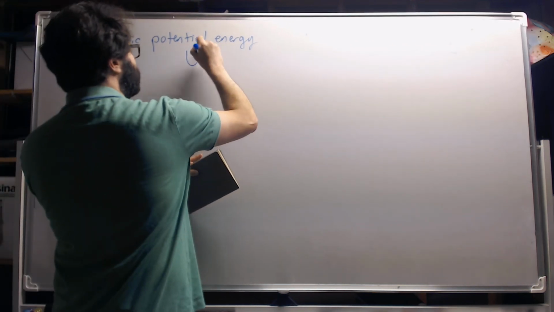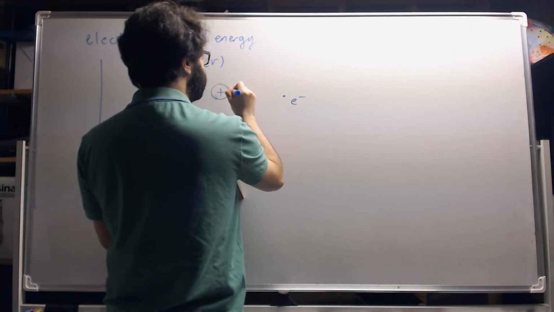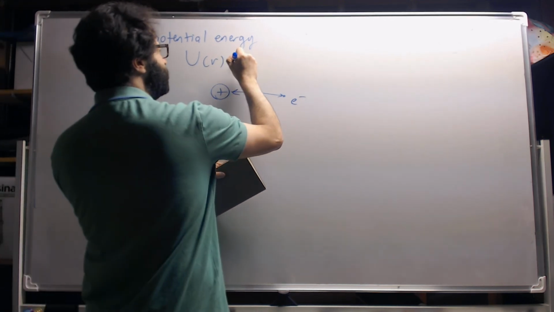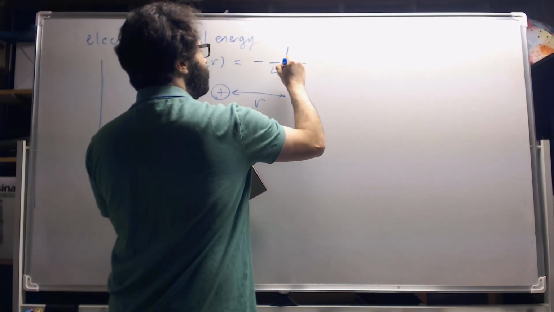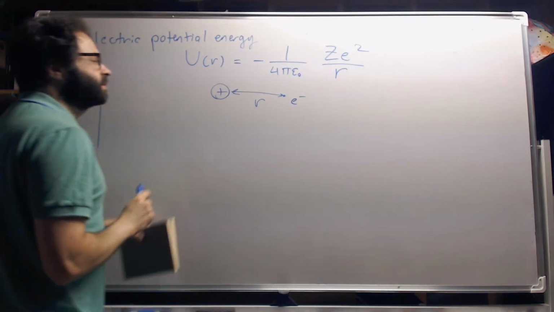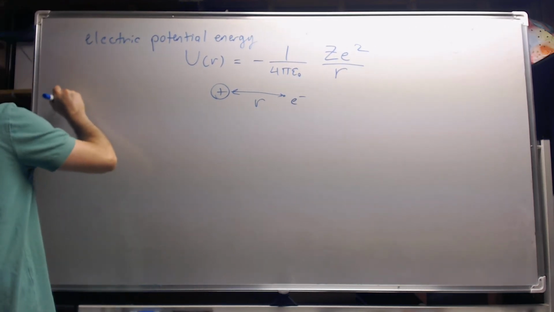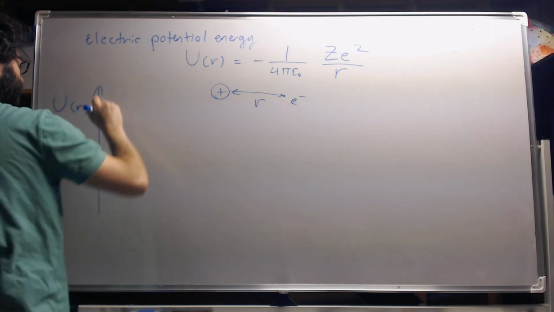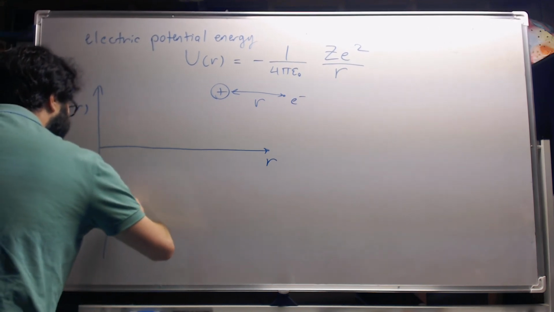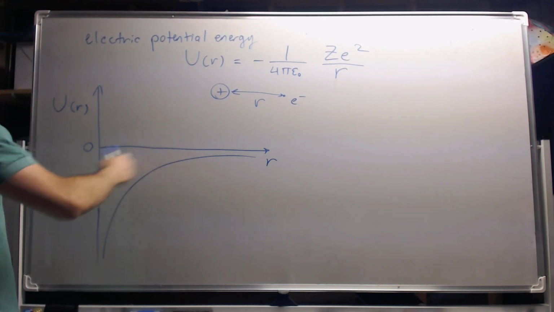What we found, or what we discussed, is that the electric potential energy between a proton and an electron some distance r apart looks like minus 1 over 4 pi epsilon naught, Z e squared over the distance r. And if you plot this potential energy as a function of r, you would get a curve that looks like this. And this is 0. And the potential energy is negative when r becomes small.